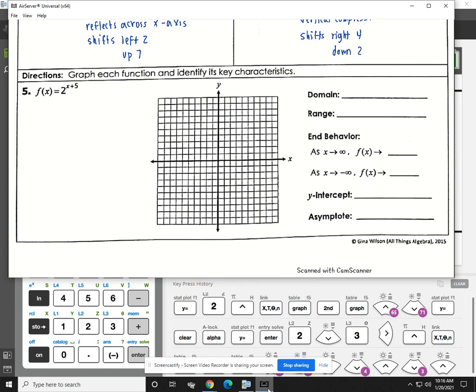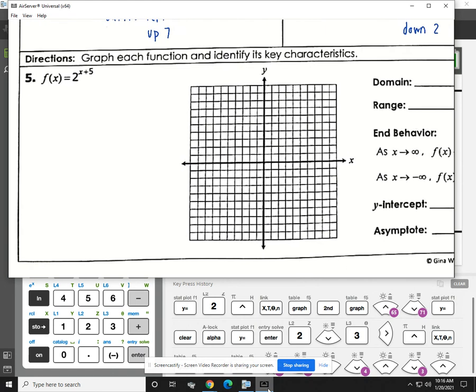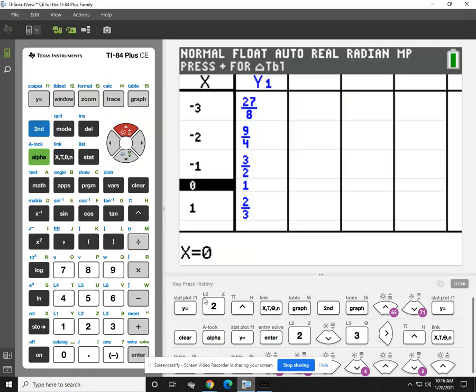And this one is so very similar to number 1, the first graph we did. The only change it has is it did what? It shifted to the, where's that shift happening? Left 5, right? Because it's inside the exponent spot. So it's the opposite. So it's a horizontal shift left 5. Let's graph it and see what happens.